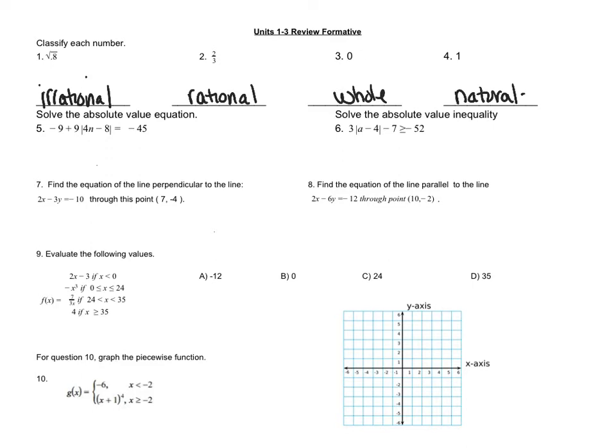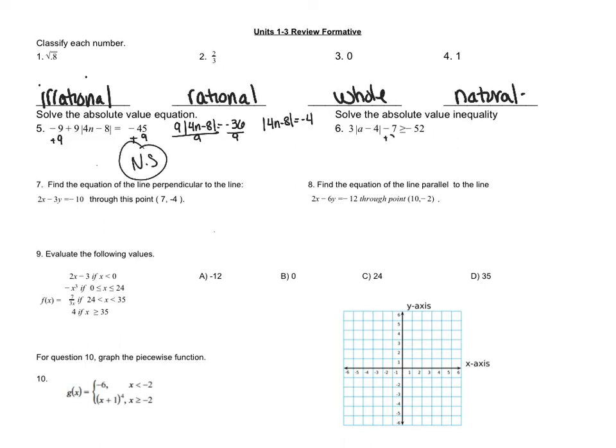All right, so we're gonna isolate this plus 9. So we get 9, absolute value 4n minus 8 equals negative 36. Divide by 9. So we get absolute value of 4n minus 8 equals negative 4. It cannot equal a negative, so there's no solution.